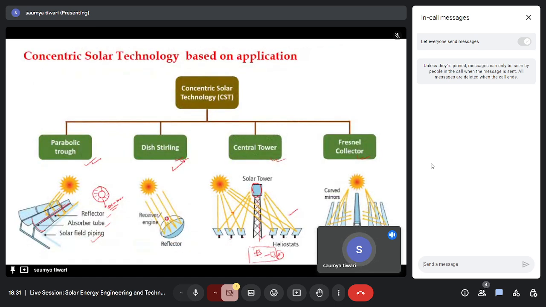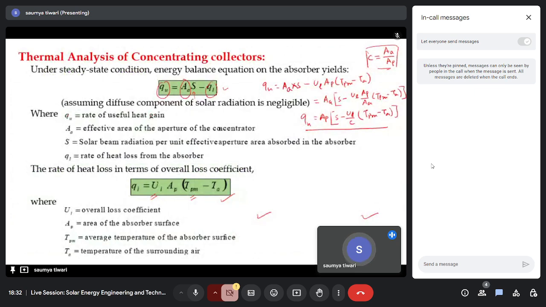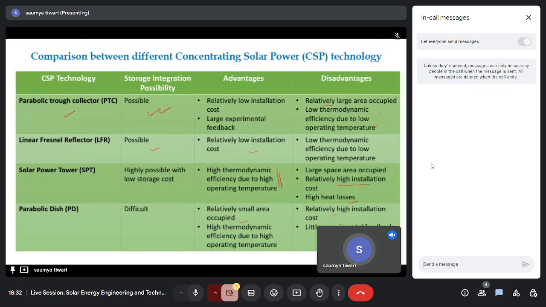Here the four main important concentrating solar technologies are mentioned: parabolic trough, dish Stirling, central tower, and Fresnel lens. Each has its advantages and disadvantages, and the storage integration possibility is mentioned here. So you can go back to the lecture and see this theoretical point.